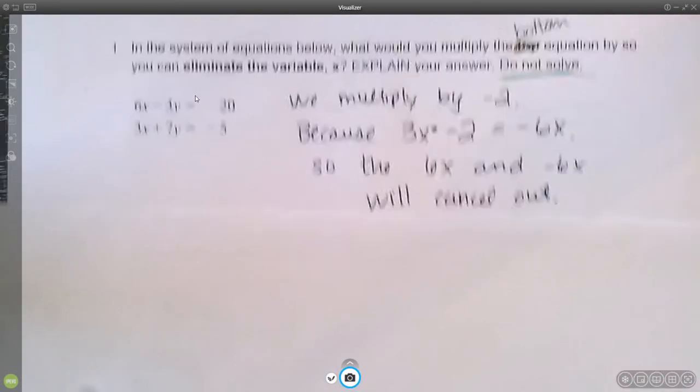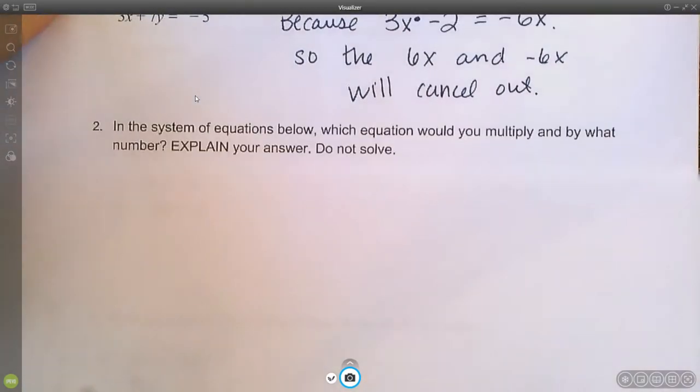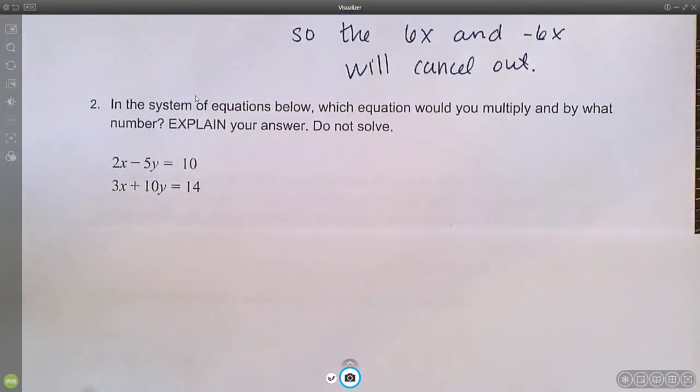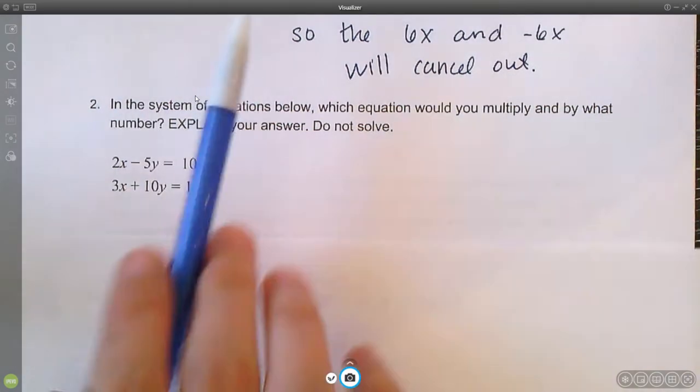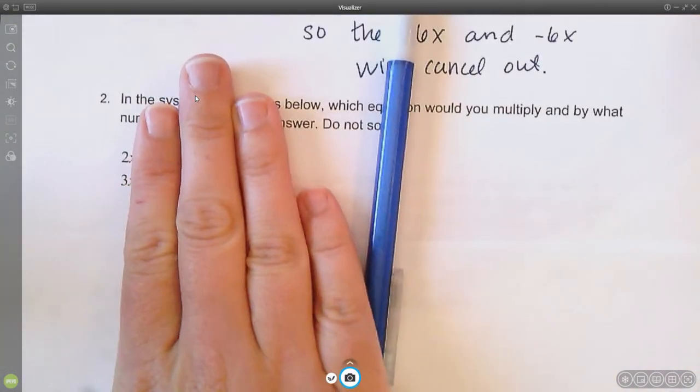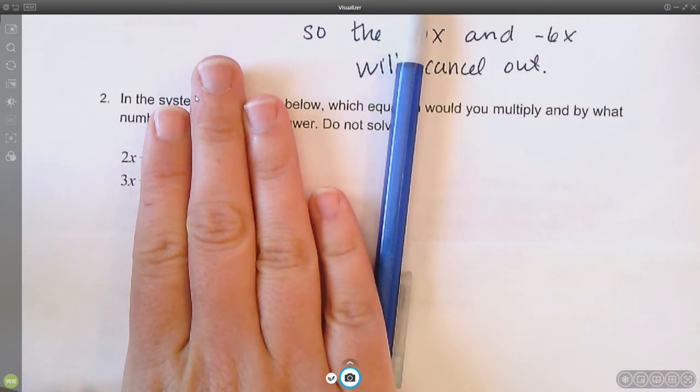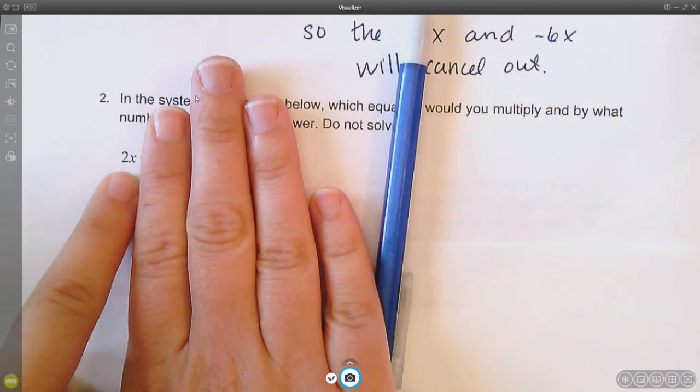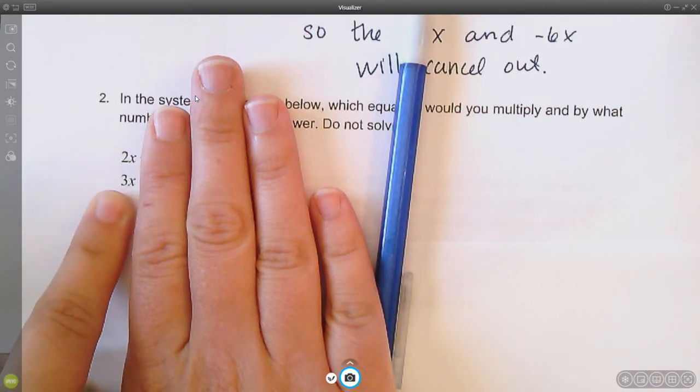So that's number 1. Number 2 says, in the system of equations below, which equation would you multiply and by what number? Explain your answer. All right, so let's look at the x's first. So we have a 2x and we have a 3x. Can you easily multiply the 2x by something to get 3? Well, no, you'd have to multiply by a decimal. We don't want to do that. Can I multiply 3 by something to get 2? And same thing, you're going to get a decimal.